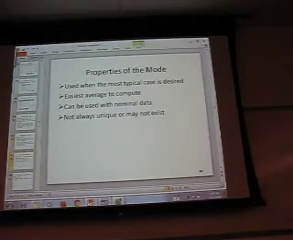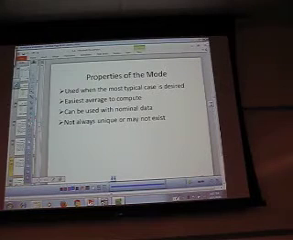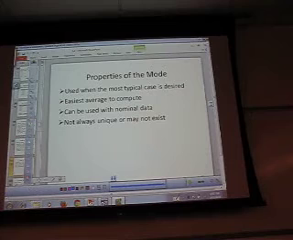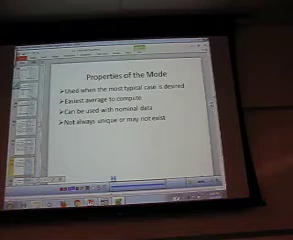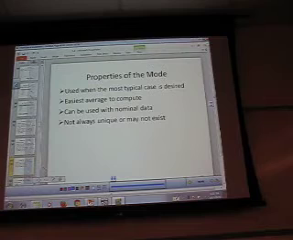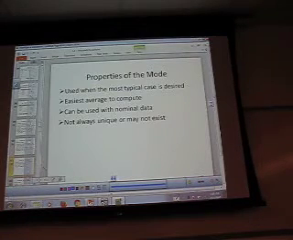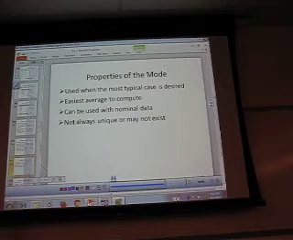Properties of the mode. Derek, go ahead. Properties of the mode. Used in most typical cases desired. Easiest average to compute. Can be used with nominal data, though it does not always exist. Right, so mode is useful if we're talking about non-numerical data. You can find the mode of colors, right? Red, orange, yellow, green, blue. Which one occurs the most? But you can't find the average of those colors. So that's the nice thing about the mode, you can use it with categorical data also.